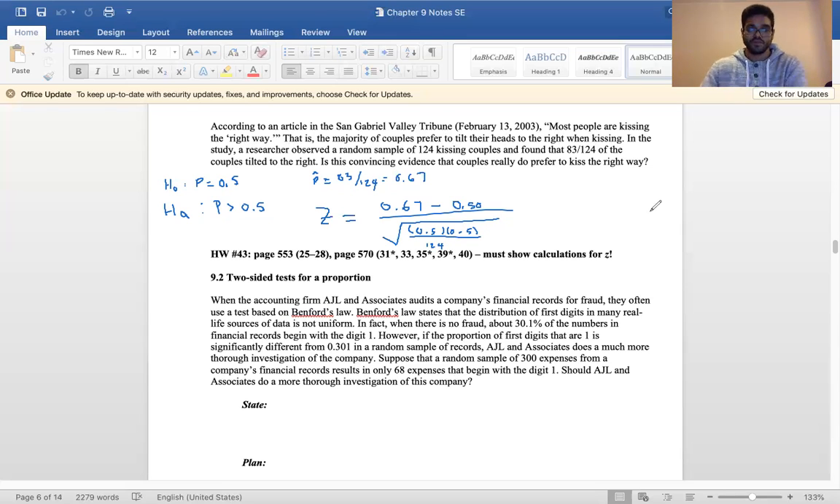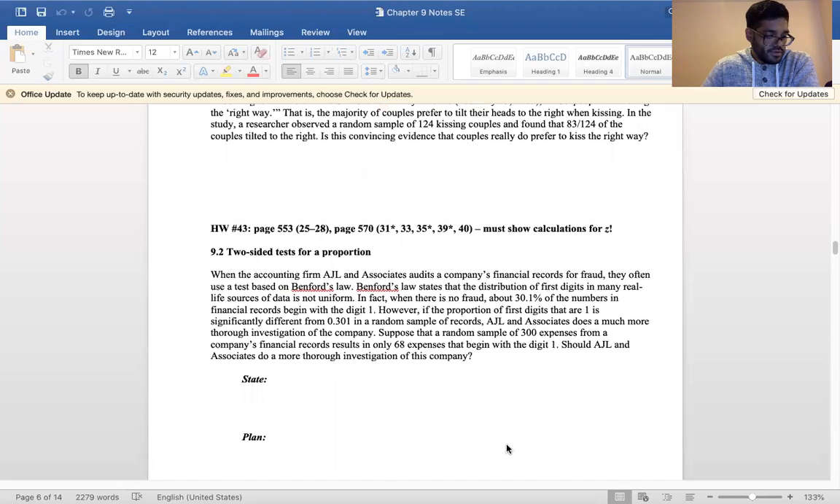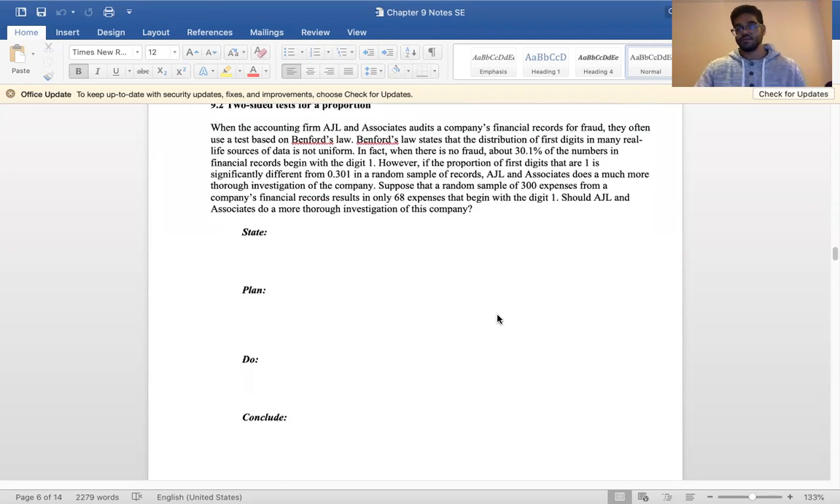Okay, so that's just using the equation from before. So now take a couple minutes, see if you can figure it out for this problem down below. See if you can do a state, plan, do, conclude. We've done a couple of these, so see if you can figure that out. But again, we will go over it together in class.